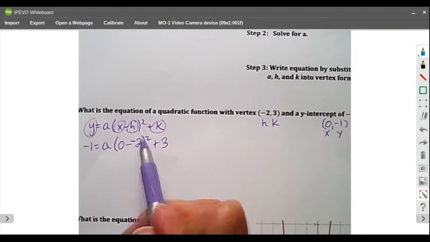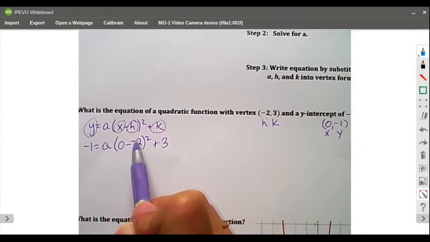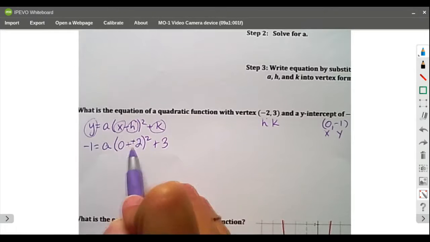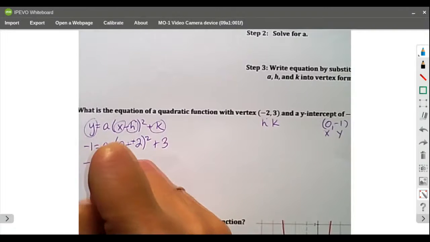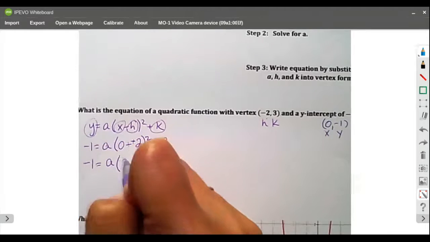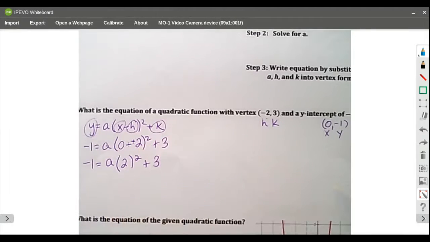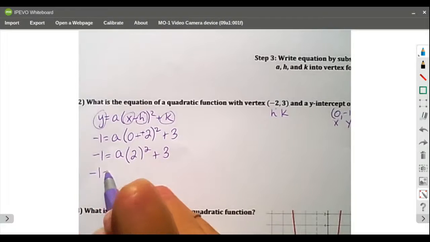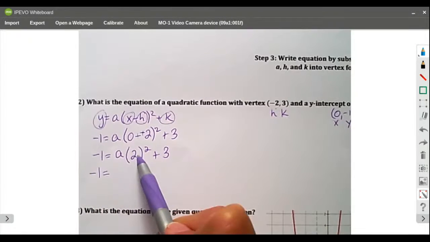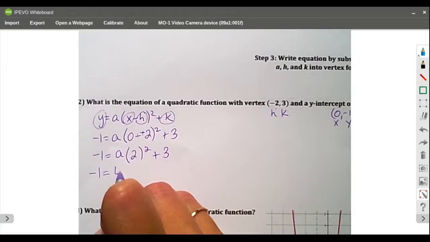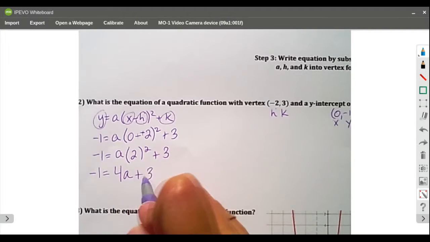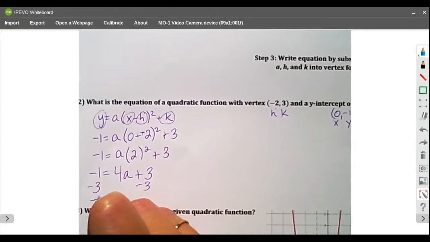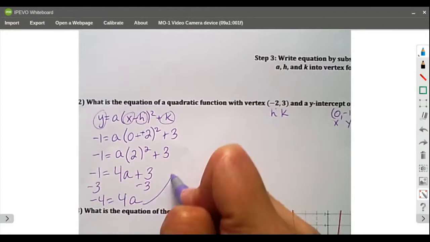Okay, so now we need to do inside the parentheses, 0 minus -2. That becomes plus. 0 plus 2 is just 2. So this becomes -1 equals a, and then that's going to be 2 squared plus 3. So now we need to solve for a. So we're going to do exponents next. 2 squared is 4. So -1 equals, and instead of writing a times 4, typically it's written the other way around. So 4a plus 3. And now we just solve. So we're going to subtract 3. So -4 equals 4a. And then I'll finish it up here.